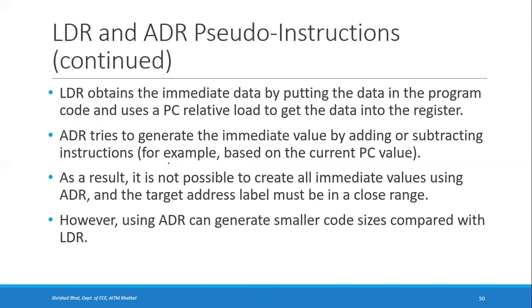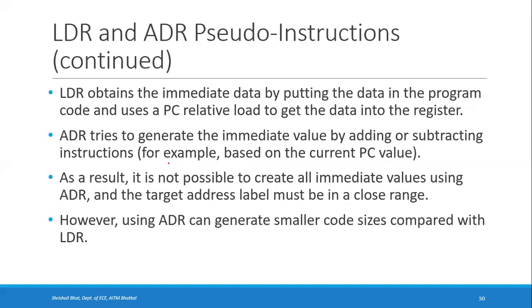LDR obtains the immediate data by putting the data in the program code, and it uses a PC-relative load to get the data into the register. Whereas ADR tries to generate the immediate value by adding or subtracting instructions based on the current value of the program counter. So it's not possible to create all immediate values using ADR, and the target address label must be in a close range.